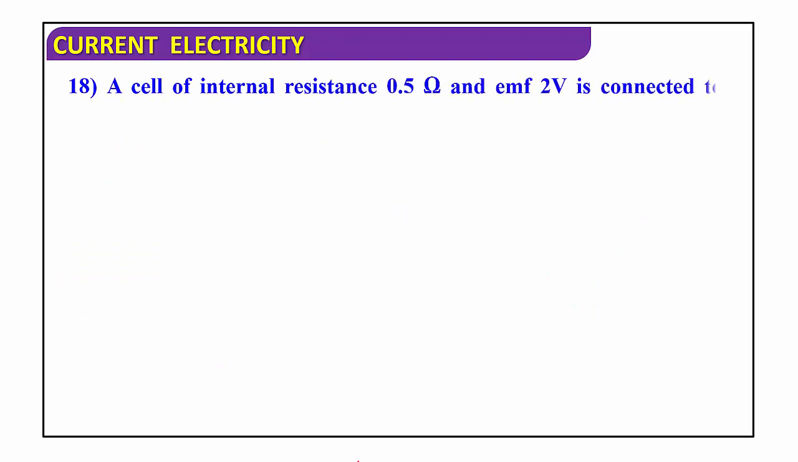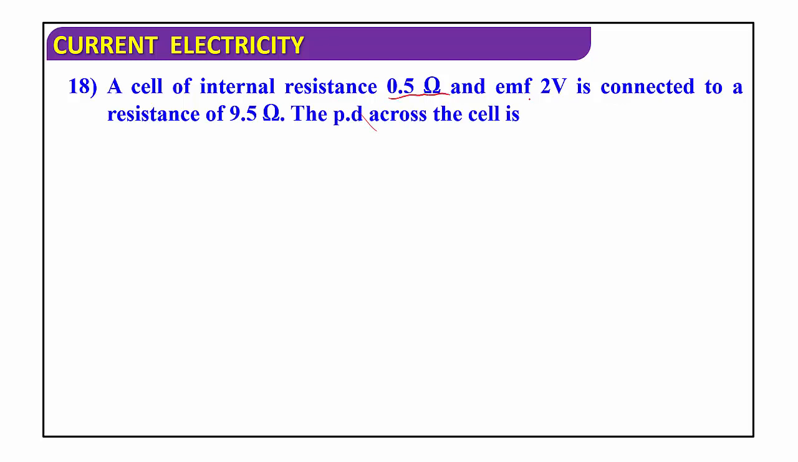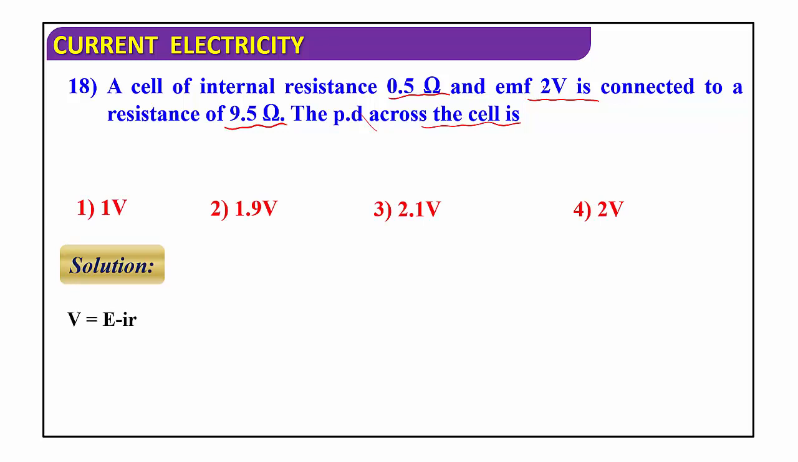Come to the next question, the 18th question. A cell of internal resistance 0.5 ohm and EMF 2 volt is connected to a resistance of 9.5 ohm. The potential difference across the cell is? They have given 4 options. Come to the solution. First I go through the givens. Internal resistance is given, 0.5 ohm. The EMF of the battery is also given, E equal to 2 volt. Then the resistance value is given, 9.5 ohm. We have to find the potential difference across the cell, V.